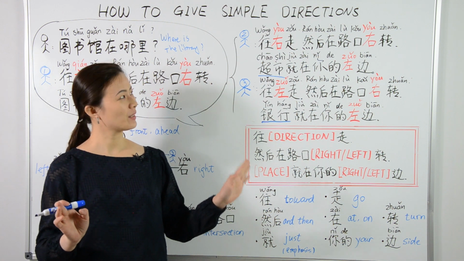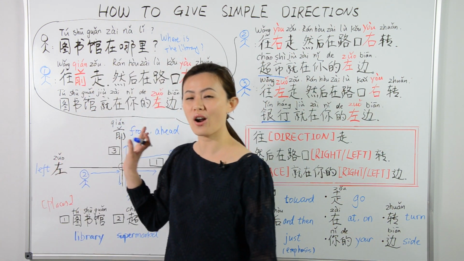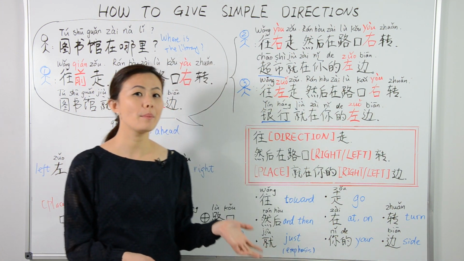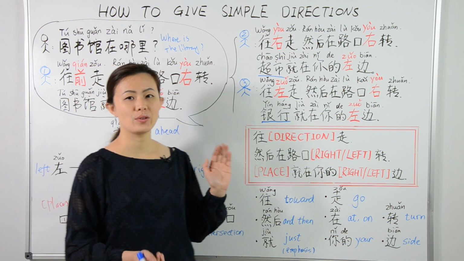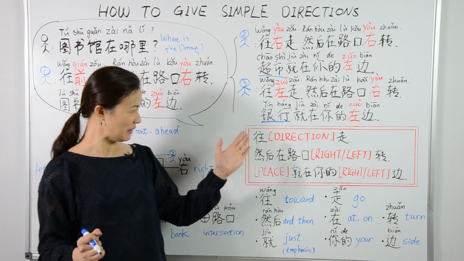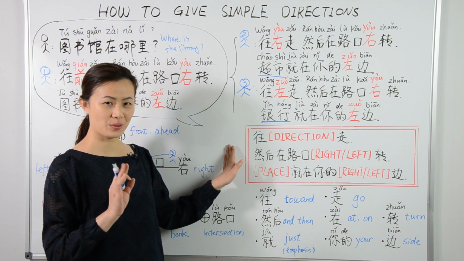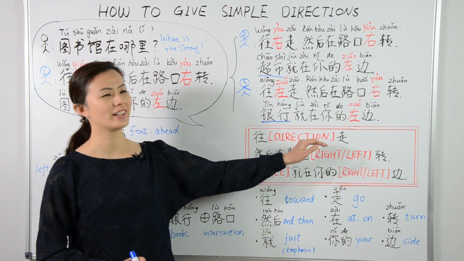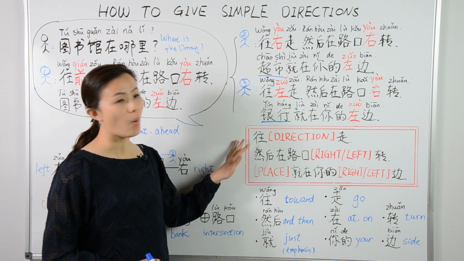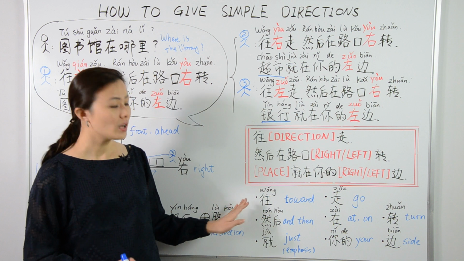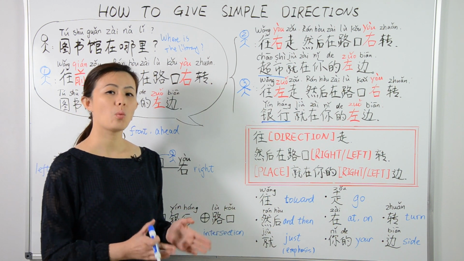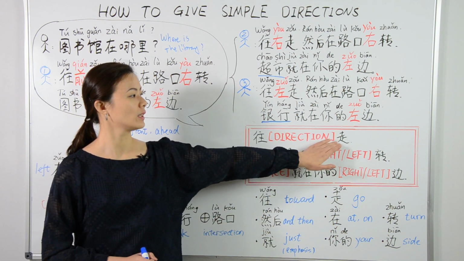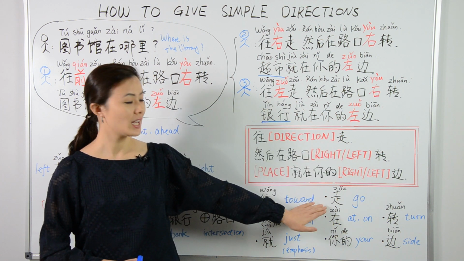So with the other 3 examples we have so far, we can come up with a pattern that will give you many more directions. We can also use 3 parts. First part is 往 direction 走. 往 means toward, and 走 in this case means go. 走.